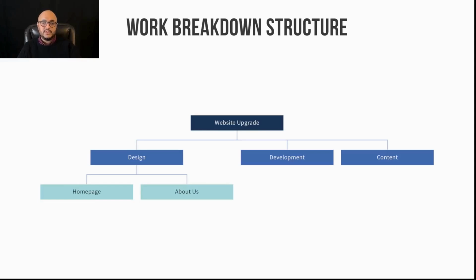When you're scheduling activities, you need to define what these activities are. You need to define what these work packages are. So in this example, I have a website upgrade sitting at the top. That is what I'm doing, the overall objective. I can break it down into separate work packages or activities. I can say I have design, I have development, and I have content to build in.